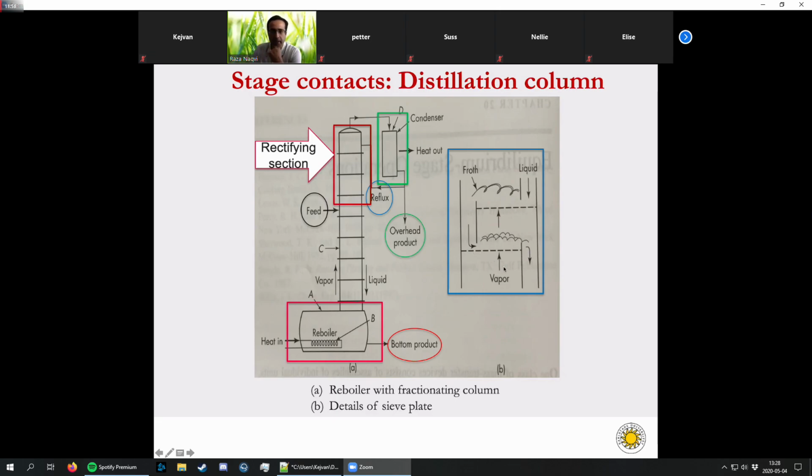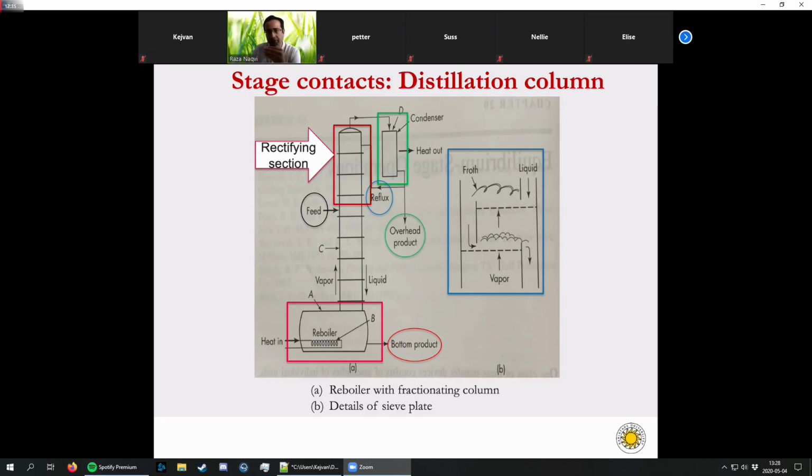Sometimes it happens that if the pressure of the vapor is low, the liquid will also flow from these holes, and normally this phenomenon is called weeping. So we say there is weeping in the distillation column. It means the vapor pressure is not enough to hold the liquid over the plate, and the liquid is not overflowing the side of the plate, but is going through the holes of the plate, right? This is one of the problems that we normally face in a distillation column.